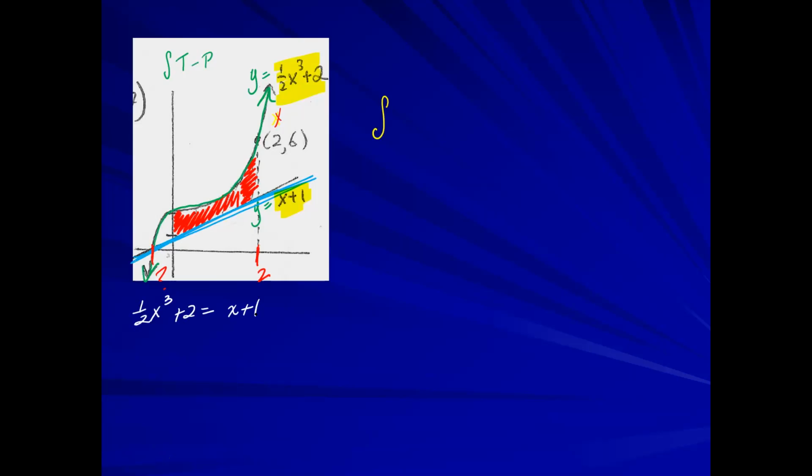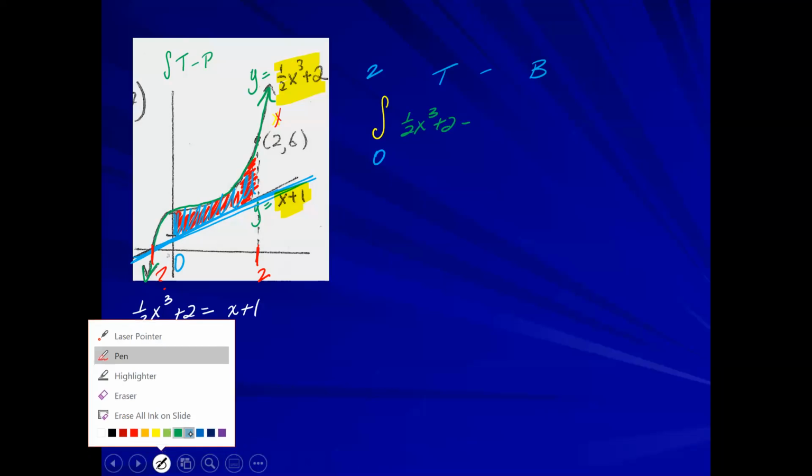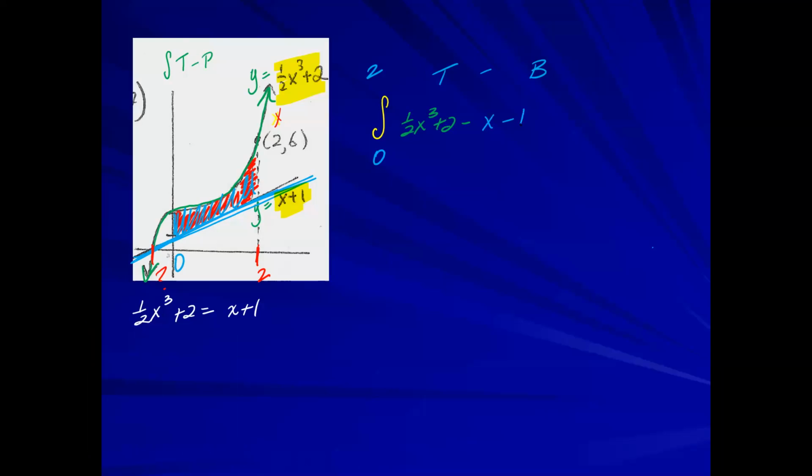So let's see. Looking at this, given the fact that the graph actually starts at 0, you don't need to proceed with this. You could just put 0 there because it stops right here and then moves on forward to the right. So we're looking at from 0 to positive 2. And remember, it's the top minus the bottom. So the top part, the green part, is 1/2 x cubed plus 2, minus the bottom part, the blue part, which is minus x minus 1.